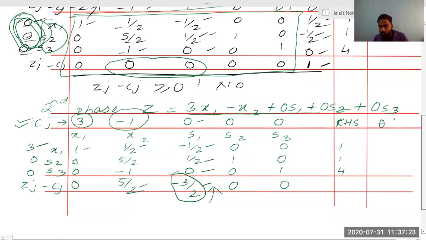So this will enter the solution, right? Theta we need to find. So theta will be bi by ai. So 1 divided by minus half, not possible. 1 into 2, 2, 4 divided, not possible.